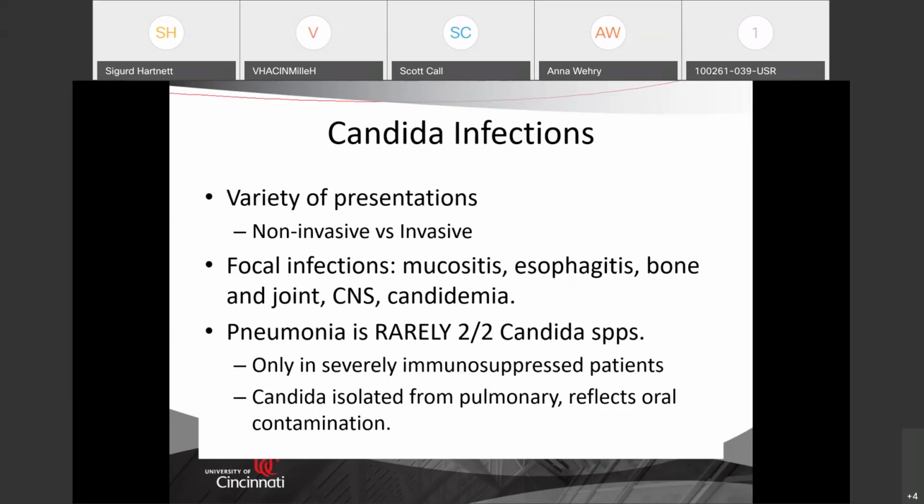We really only see it in immunocompromised individuals. The majority of the time when we culture it, whether from sputum or from a BAL, it just reflects oral contamination and colonization. If you think about it, the longer you're on antibiotics, the more likely you are to have Candida colonization as well as Candida infection. Knowing that it's very rare, we shouldn't treat it unless it's clinically relevant.